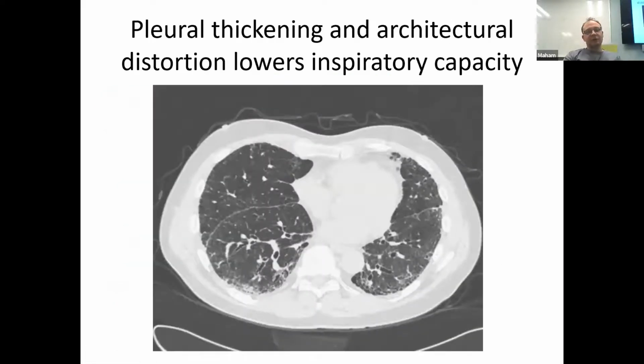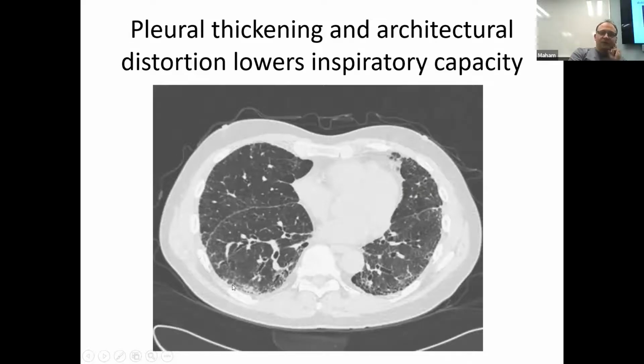So in addition to parenchymal problems, pleural thickening will also lower inspiratory capacity. And the CT scan that you see here is somebody with a UIP pattern of interstitial lung disease. You can see along the pleura these kind of double rows of little honeycomb areas of scar. And in addition, this patient, you can see interstitial thickening as well pretty prominently. Lung compliance is lower.